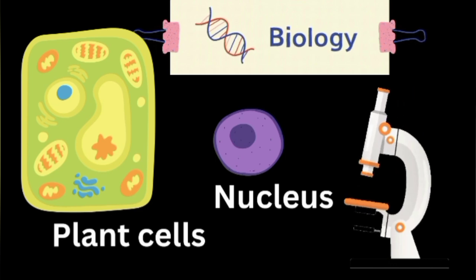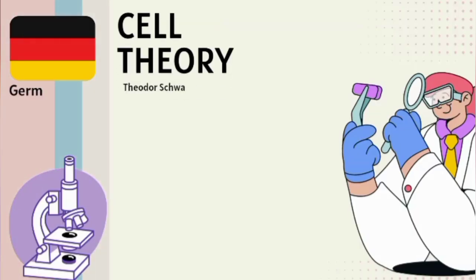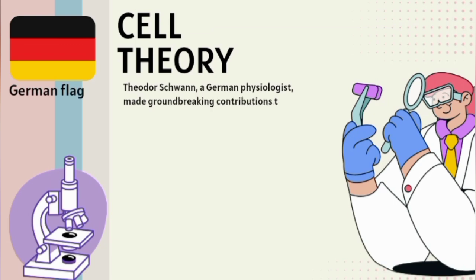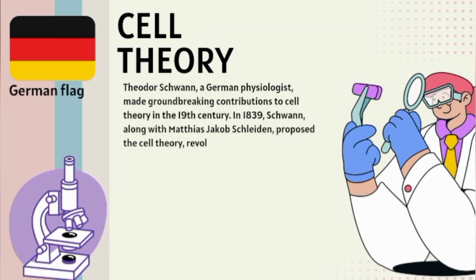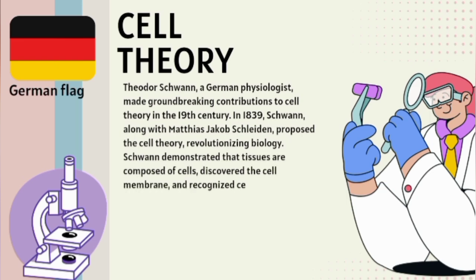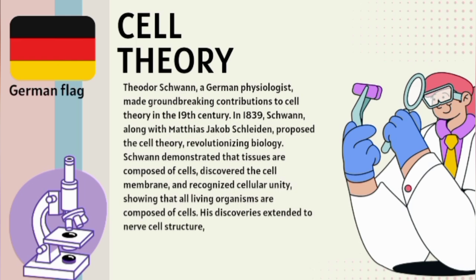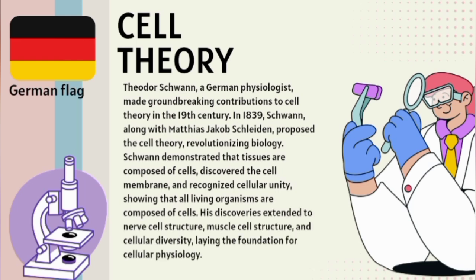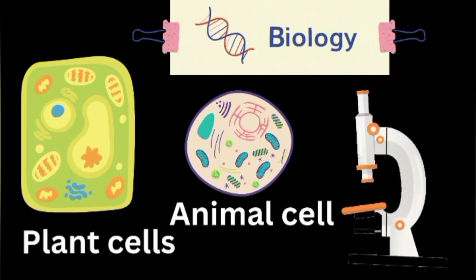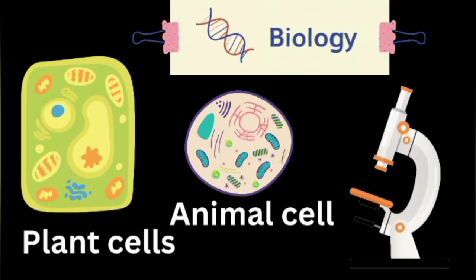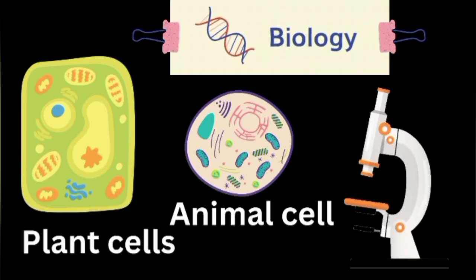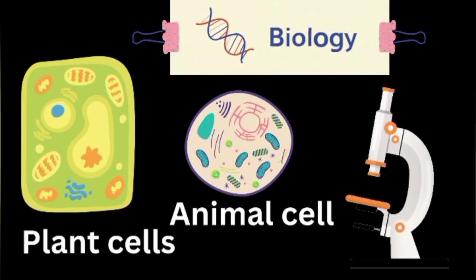known as the nucleus. Theodor Schwann, a German physiologist, made groundbreaking contributions to cell theory in the 19th century. In 1839, Schwann, along with Matthias Jakob Schleiden, proposed the cell theory, revolutionizing biology. Schwann demonstrated that tissues are composed of cells, discovered the cell membrane, and recognized cellular unity, showing that all living organisms are composed of cells.